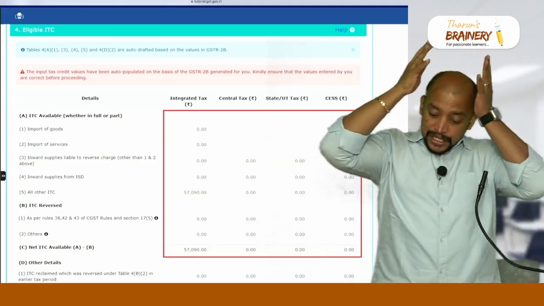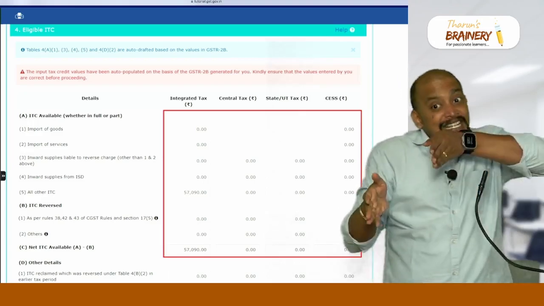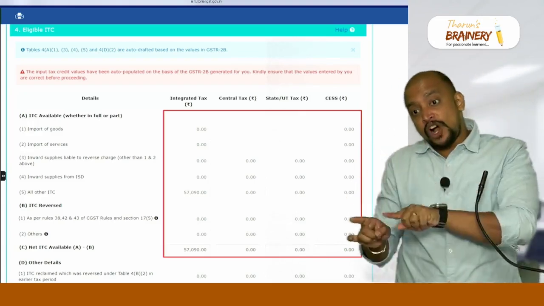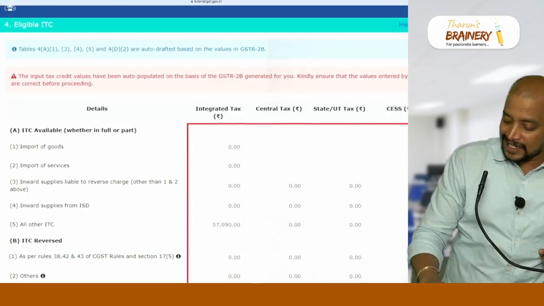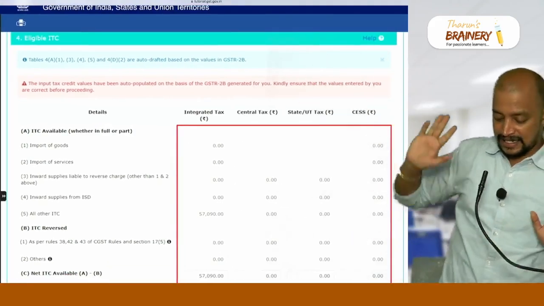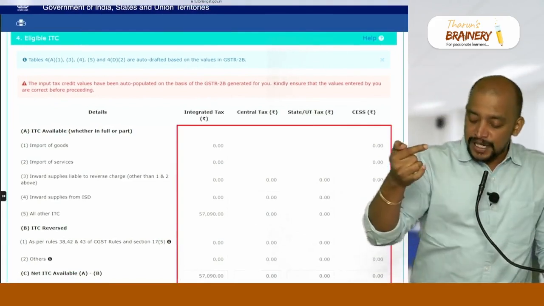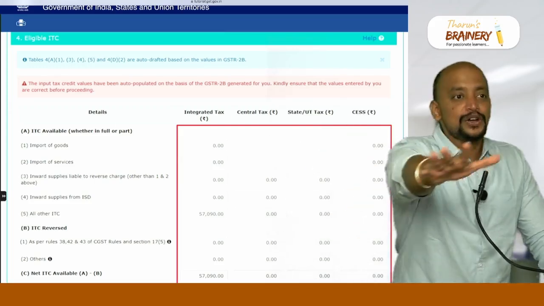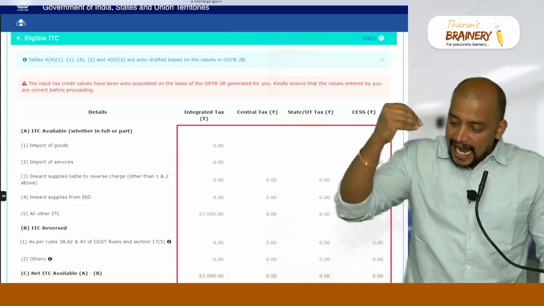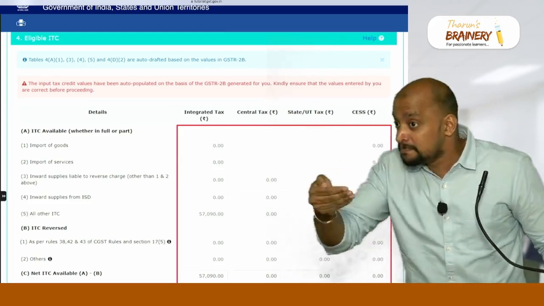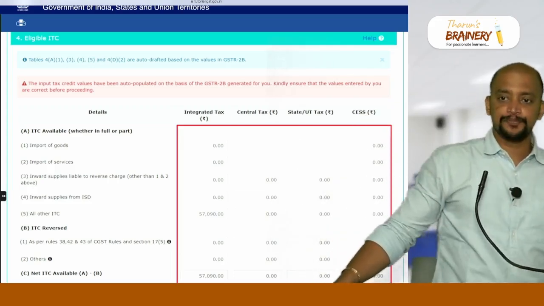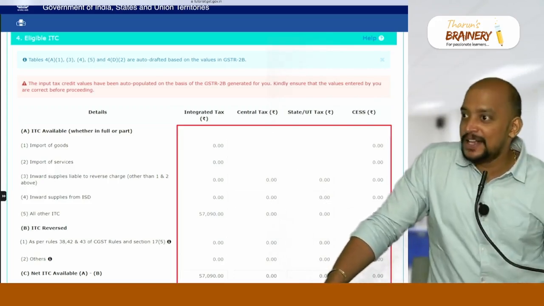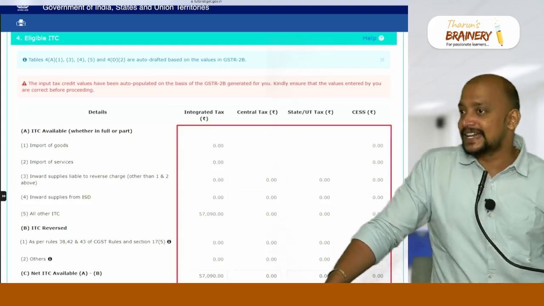But whatever data you enter here is based on your GSTR 2B. You understood? If you are entering an amount which is beyond GSTR 2B, you will get an error message like this: the input tax credit values have been auto-populated based on 2B. Kindly ensure that the values entered by you are correct before proceeding. But my question to you, as you have done article ship and all: can I take an ITC in 3B? Can I enter a number in 3B which is more than my 2B? Yes or no? Yes. Error message will come, but I can still take the excess ITC.